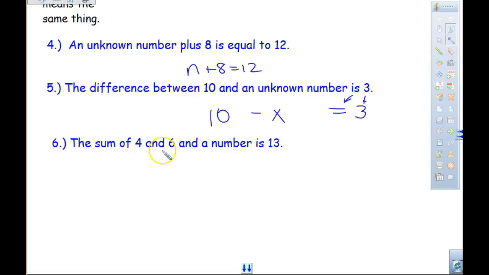And then the last one: the sum of 4 and 6 and a number is 13. What am I looking at? 4 plus 6 plus n equals 13. The "and" is telling us where to put all of our addition signs, okay? Could you put parentheses around 4 and 6? Sure. But you're still adding them, and you're not multiplying by anything like with the distributive property, which is different than your worksheet, okay?